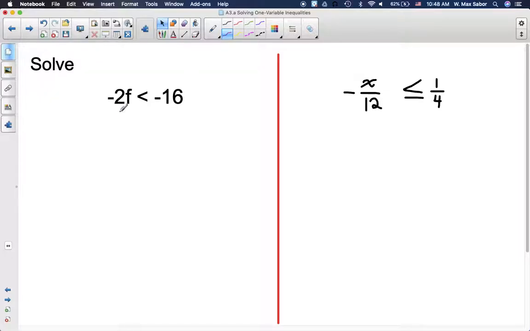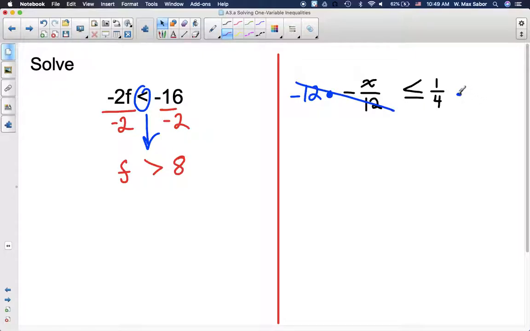So if we divide by negative 2 here to solve this inequality, we say f is now greater than positive 8. Here, if I multiply by negative 12, then these will cancel out. They'll multiply to positive 1. And I multiply by negative 12 on the other side to keep the balance. And 1/4 times negative 12 is negative 3. And that flips the inequality sign, giving x is greater than or equal to negative 3. So notice that both of these times the inequality changed because we multiplied or divided by a negative.